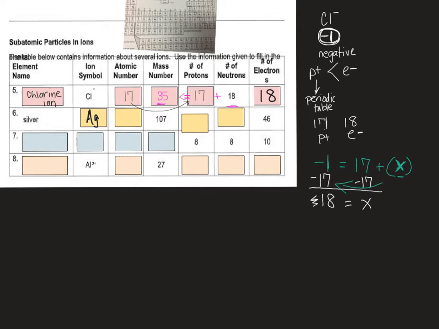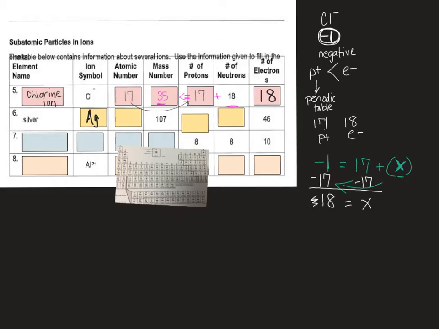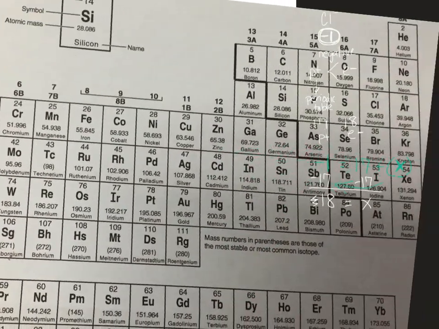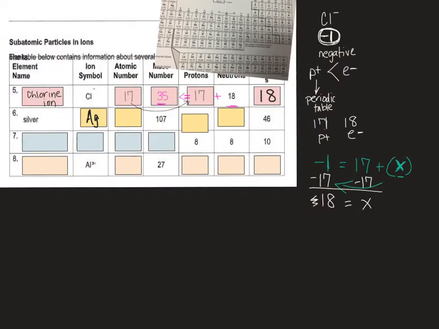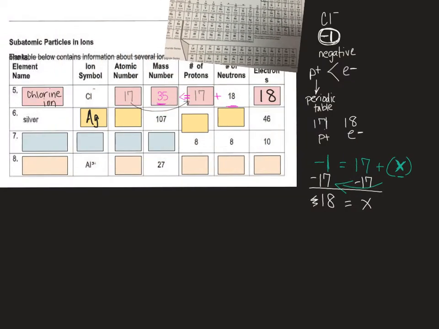All right, so your atomic number. According to our periodic table, Ag was 47, so I'm going to go ahead and write 47 in for atomic number. Our mass number is 107. I know automatically I'm going to put this 47 in for number of protons. I can solve for my number of neutrons by taking 107 minus 47 to get the number 60.